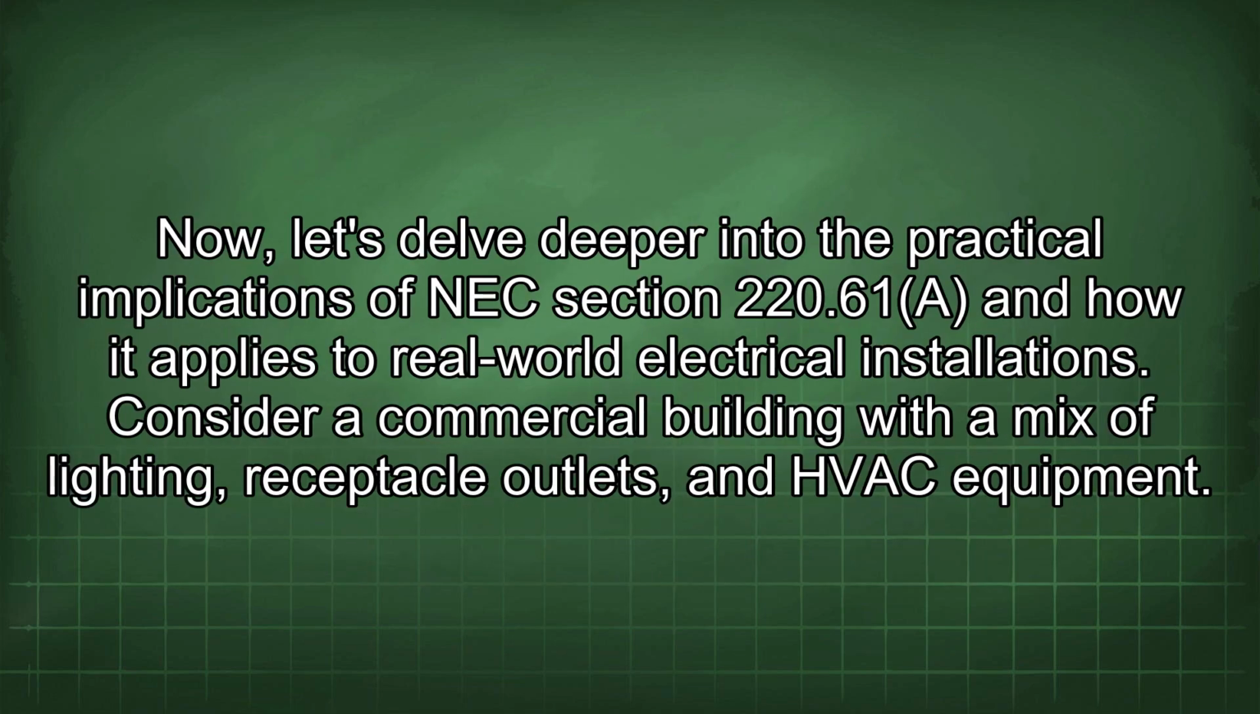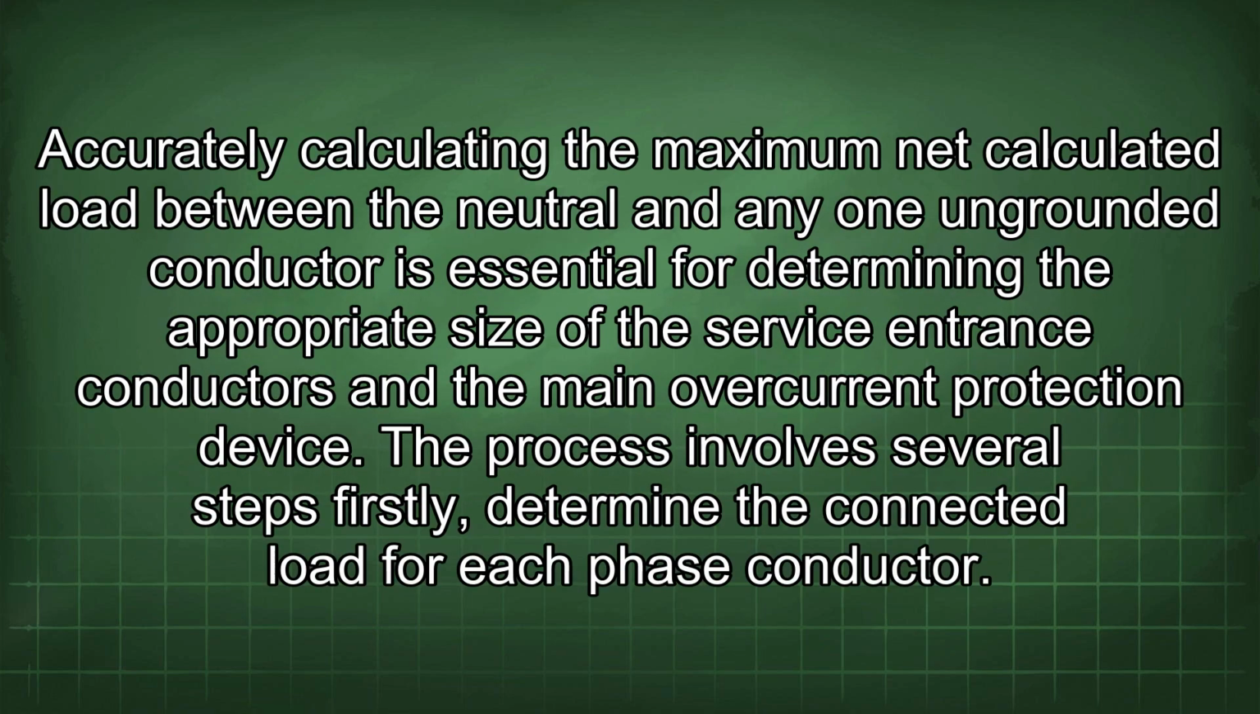Now let's delve deeper into the practical implications of NEC section 220.61 and how it applies to real-world electrical installations. Consider a commercial building with a mix of lighting, receptacle outlets, and HVAC equipment. Accurately calculating the maximum net calculated load between the neutral and any one ungrounded conductor is essential for determining the appropriate size of the service entrance conductors and the main overcurrent protection device. The process involves several steps.